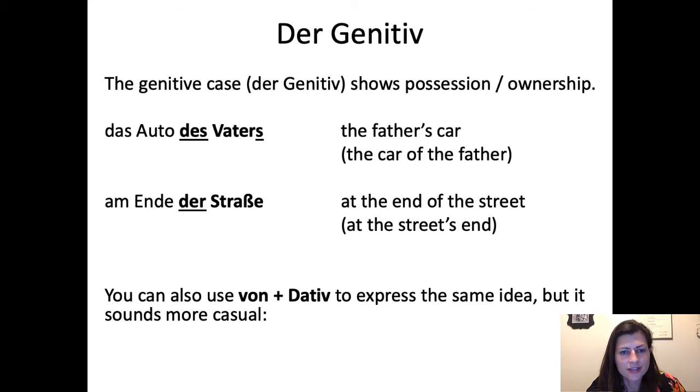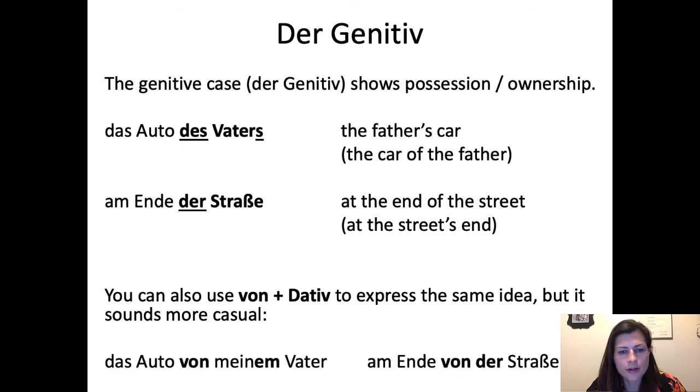Yeah. Okay. So von and dative are used sometimes to express the same idea, but it sounds more casual. So you could say das Auto von meinem Vater. Von always uses dative, which we'll go over with the prepositions and the noun cases in just a moment. But das Auto von meinem Vater and am Ende von der Straße. So that expresses the same idea, but it's more casual.